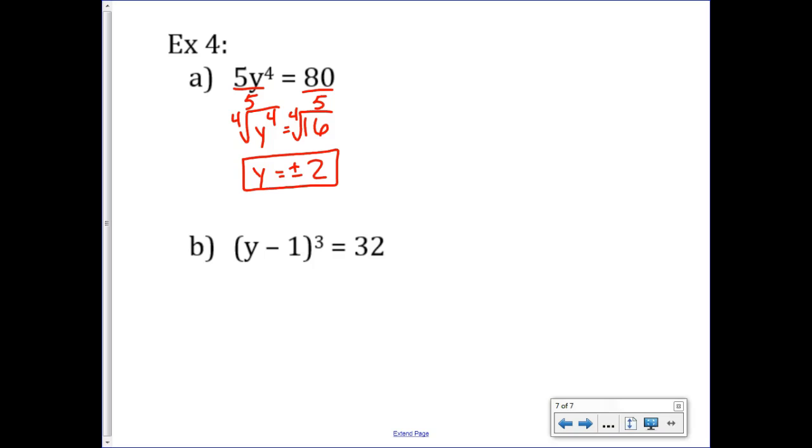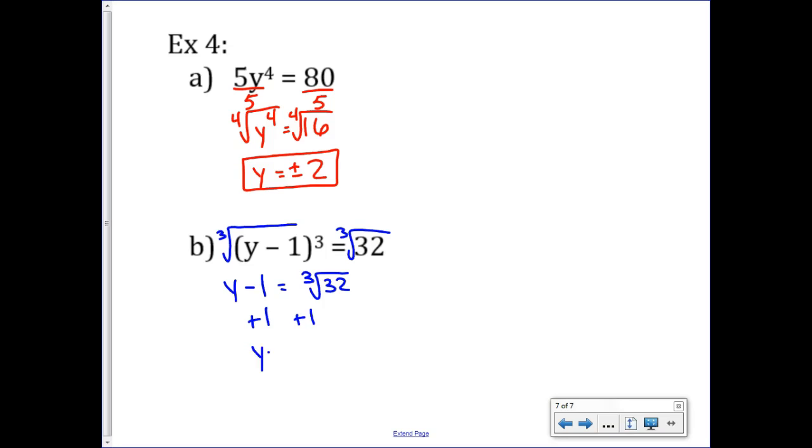All right, in this case, a lot of you are going to try to multiply out y minus 1 times y minus 1 times y minus 1, and you'll end up with a big mess. But all we really need to do here is take the cube root of both sides. Now the cube root of 32 does not come out nice, but we get y minus 1 is equal to the cube root of 32. And then we're going to add 1 to both sides.